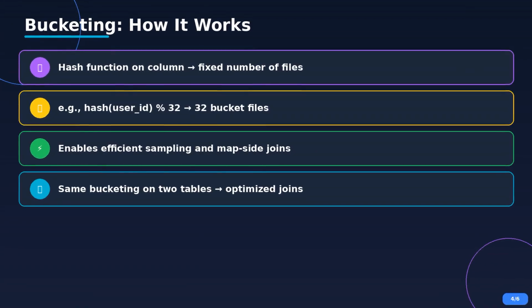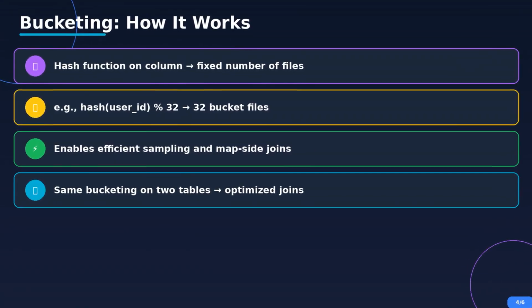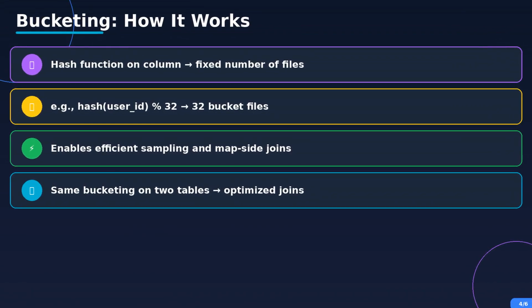Bucketing uses a hash function on a column to distribute rows into a fixed number of files. For example, hash of user ID mod 32 creates 32 bucket files. Each user always lands in the same bucket.